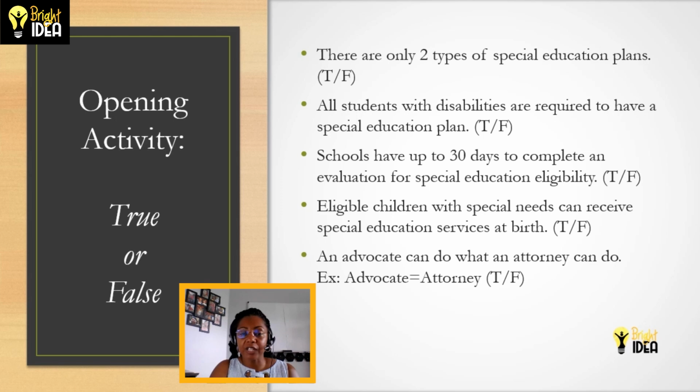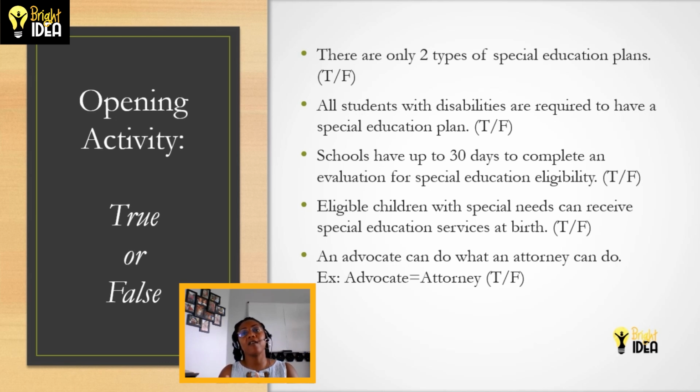And then the last question: an advocate can do what an attorney can do. They're pretty much the same. The answer to that is false. People get confused between what an advocate and an attorney can do, and who they are and what their role is. An attorney can do everything an advocate can do, but an advocate cannot do everything an attorney can do because an attorney has specialized training.